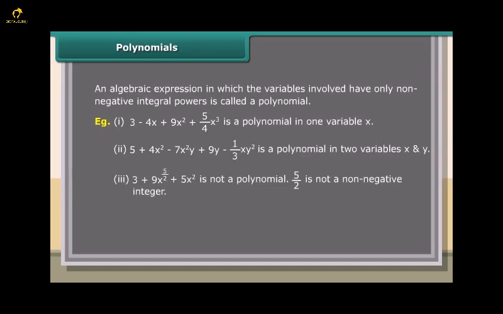3. 3 plus 9x raised to the power 5 upon 2 plus 5x square is not a polynomial. 5 upon 2 is not a non-negative integer. 4. 7 plus 2x raised to the power minus 8 plus 6x square is not a polynomial. Minus 8 is not a non-negative integer.